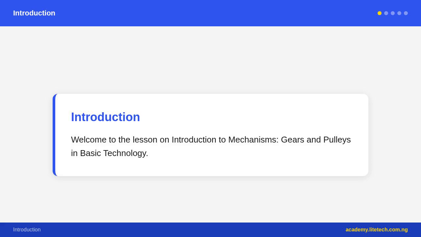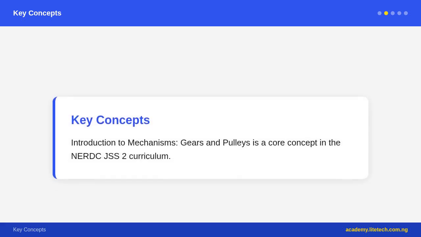Gears serve several purposes. They can change the speed of rotation, change the direction of rotation, multiply force, and change the axis of rotation. The speed ratio, also called the gear ratio, determines how many times the driven gear turns for each turn of the driving gear.